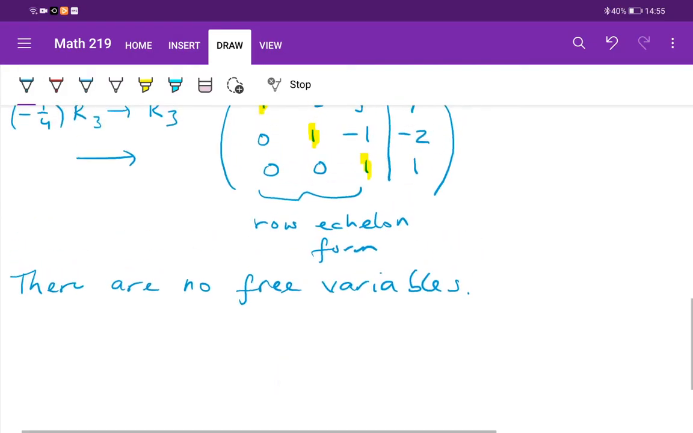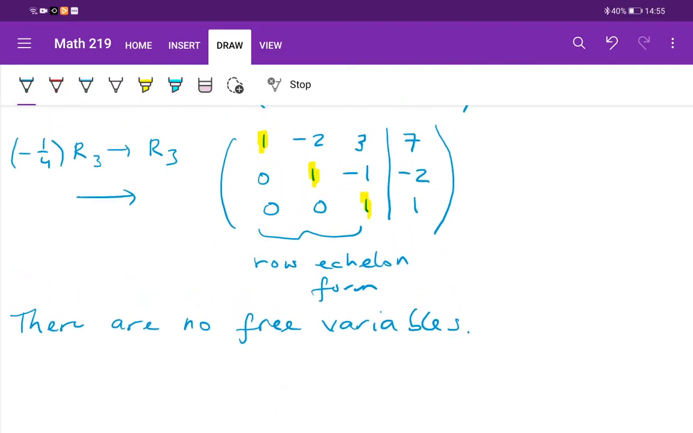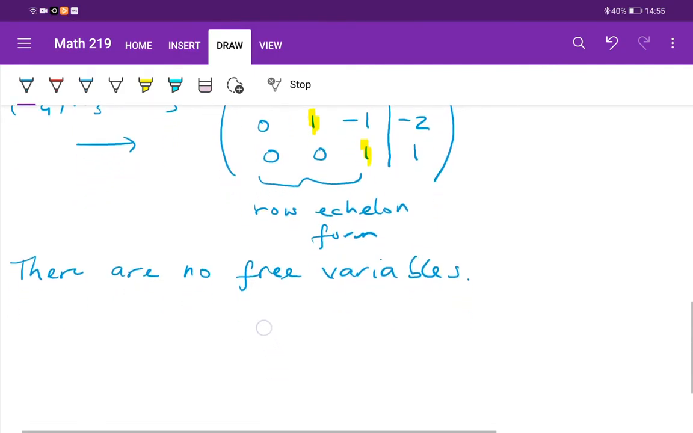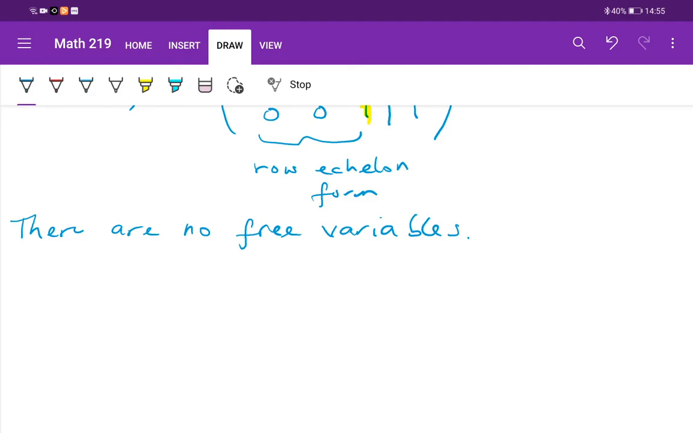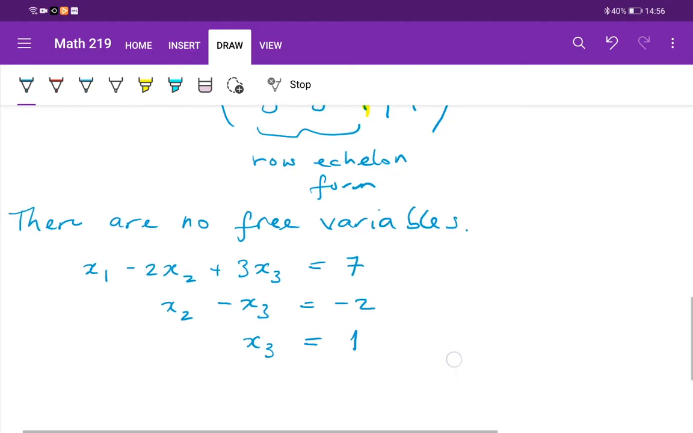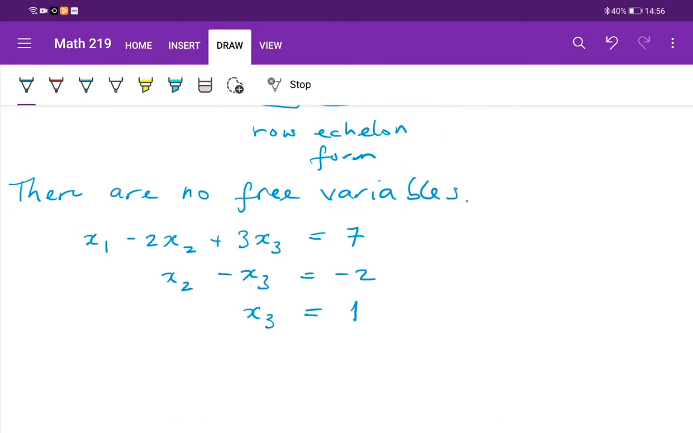And if we write down what this augmented matrix corresponds to, the system of equations that it corresponds to is the following. So we have x1 minus 2x2 plus 3x3 equals 7, x2 minus x3 is equal to -2, and x3 equals 1. So now we try to find the set of all solutions of this.